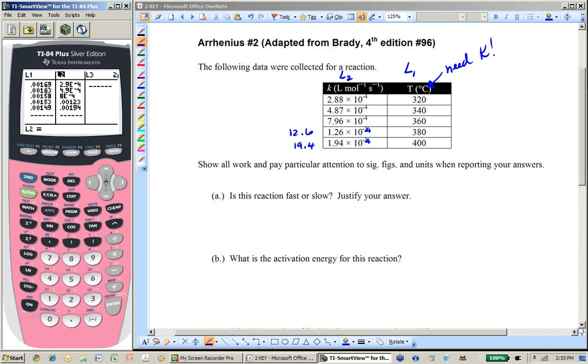Okay, so now over here, what do I need? I need the natural logs of everything in L2. Ta-da! Okay, so what do they want to know first? Is this reaction fast or slow? Think about it.